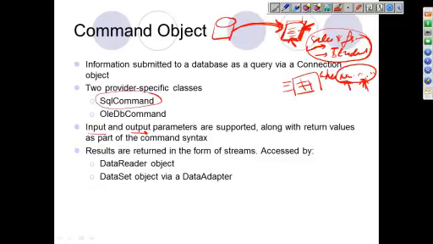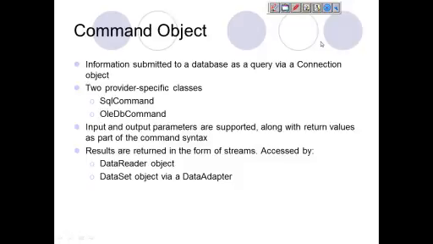So what do you do with those records? Two things you can do. Either you just read it once through the data reader object, or you store it in your application within a dataset through the DataAdapter object. These are the two ways you may want to access your data returned from the database.